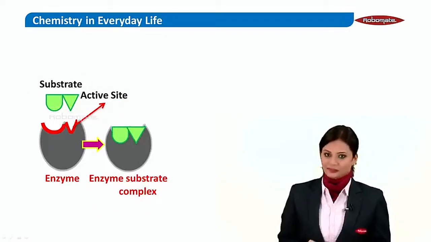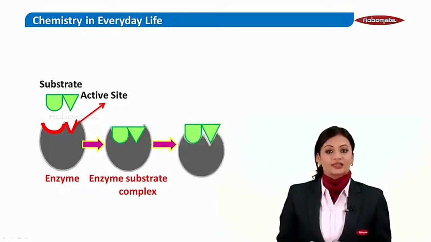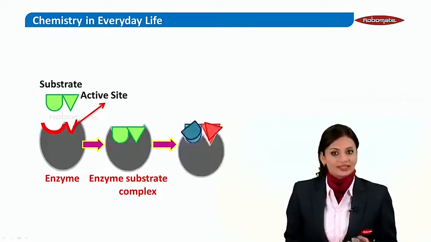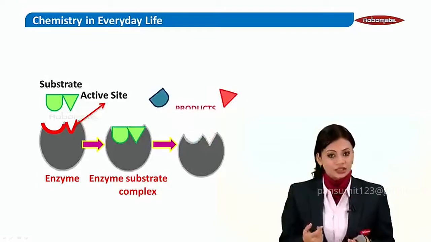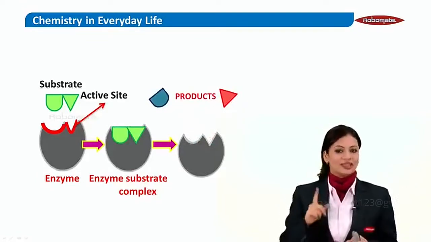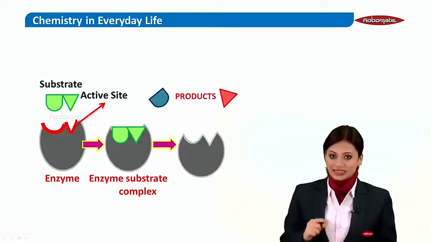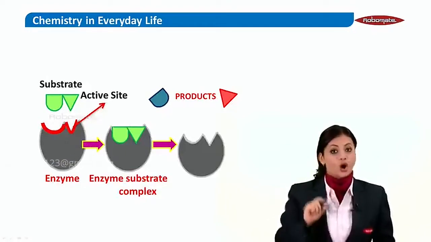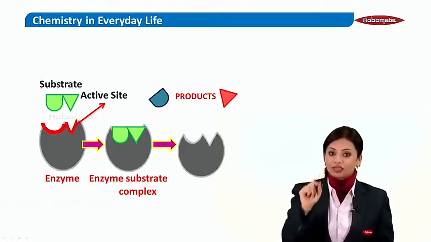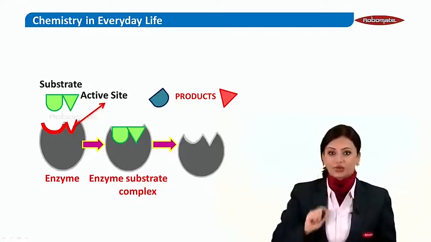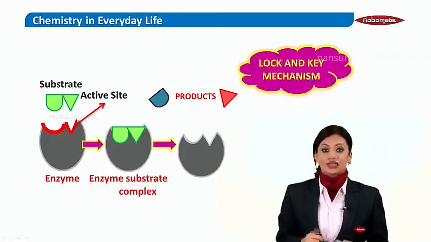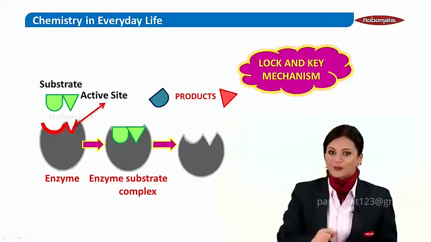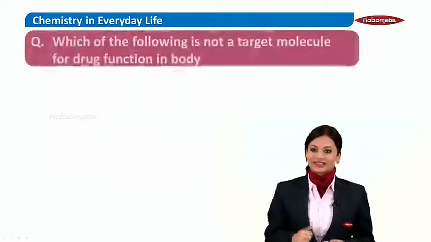Now the reaction will take place. When the reaction takes place, the substrate is converted into new products, and these products will hence be released. And can you see, children, has the enzyme changed? No, the enzyme stayed the same. So what we see is enzymes do not change. Also, substrates are converted into products. Also, we see that a particular substrate only can attach itself on an enzyme. Hence, we say this is like a lock and key mechanism, where a particular key can only open the lock.